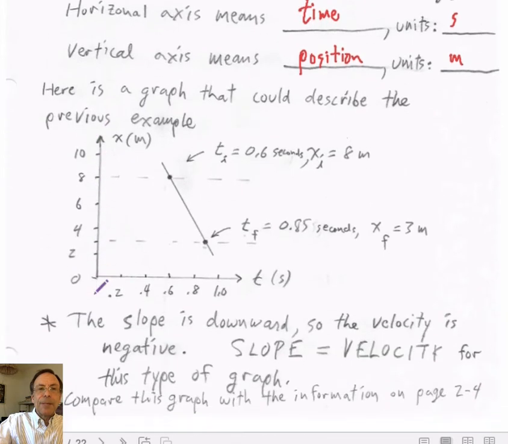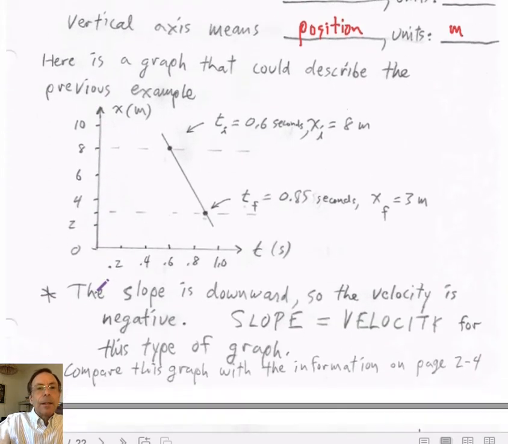So let's have an example. This graph here could be describing the example before. I'm referring to the example where the skateboarder started out at 8 meters and ended up at 3 meters. All right, so let's look at this.